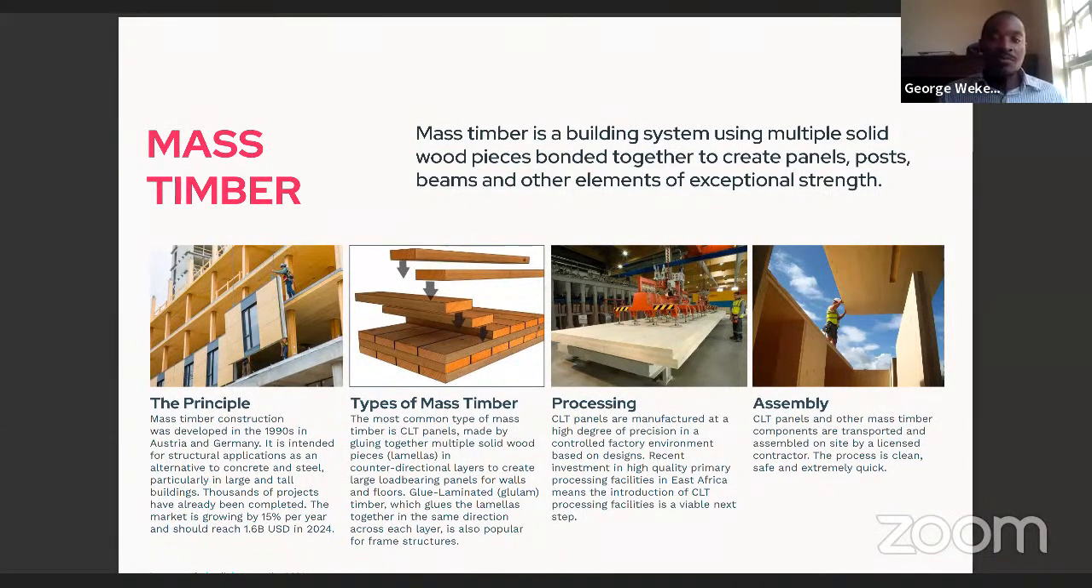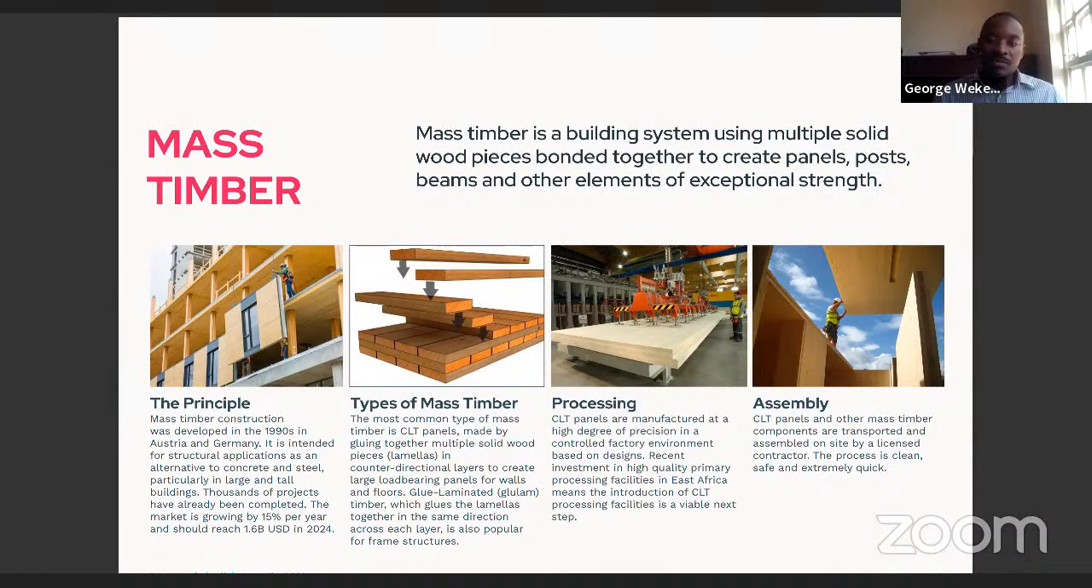And these panels and beams normally have exceptional strength, in some cases even stronger than concrete and steel. Mass timber has been in the research and development phase since the early 90s. The early adopters were mostly Austria and Germany, where the construction industry and the universities partnered to come up with this product. Since then, it's been growing, with thousands of projects already completed across the world.